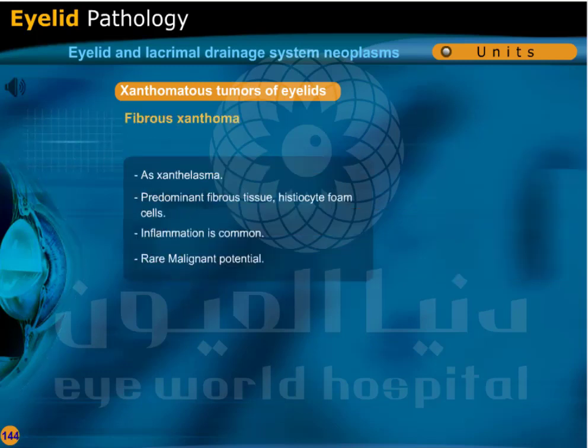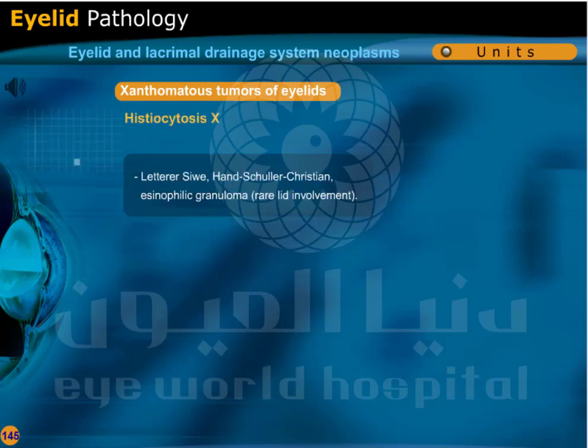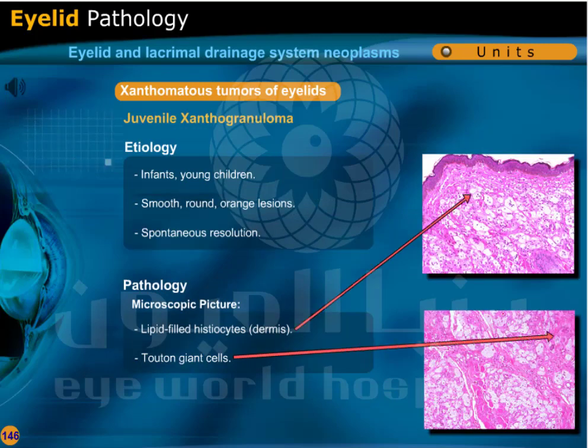Fibrous xanthoma, as xanthelasma. Predominant fibrous tissue, histiocyte foam cells. Inflammation is common, and there is rare malignant potential. Histiocytosis X: Letterer-Siwe, Hand-Schuller-Christian, eosinophilic granuloma with rare lid involvement. Juvenile xanthogranuloma. It affects infants and young children and presents as smooth, round, and orange lesions that undergo spontaneous resolution. Microscopically, there are lipid-filled histiocytes in the dermis and Touton giant cells.